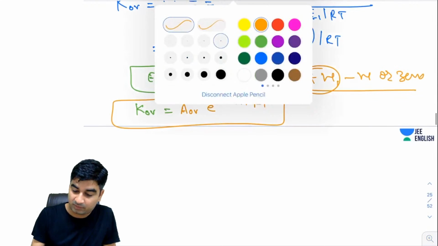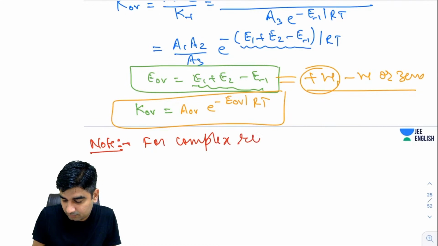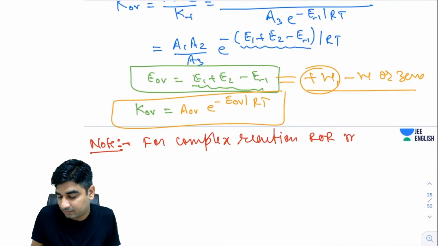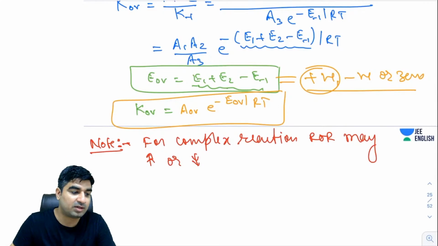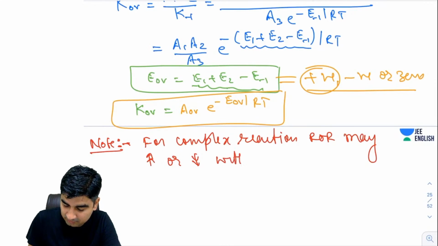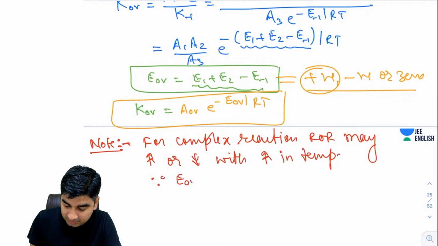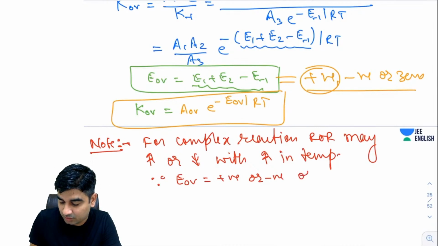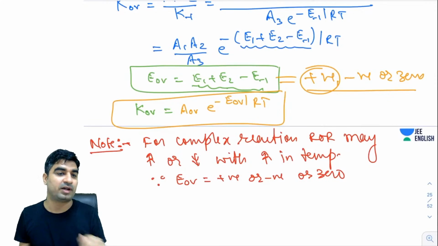So just note down this point, very important point for IIT JEE Advanced. For complex reaction, rate of reaction may increase or decrease. Just note down. If you are studying it without copy and pen, you are wasting your time. For complex reaction, rate of reaction may increase or decrease with increase in temperature. Why? Because activation energy can be positive or negative or zero. So it might remain unaffected if it is zero. This point was discussed. So activation energy can be positive or negative for complex, not for elementary.